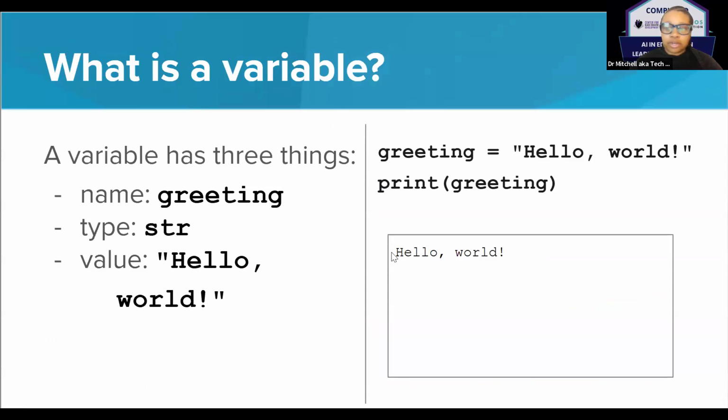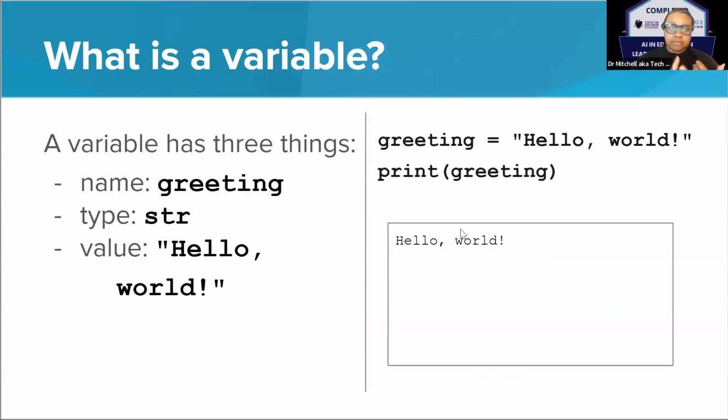So a variable, again, has three things: the name, the type, and the value. So in this case, we have greeting equals hello world. Print greeting. So you're calling it there. The name of this variable is greeting. The type is a string, which I'm going to break down, the different types. And the value is hello world.